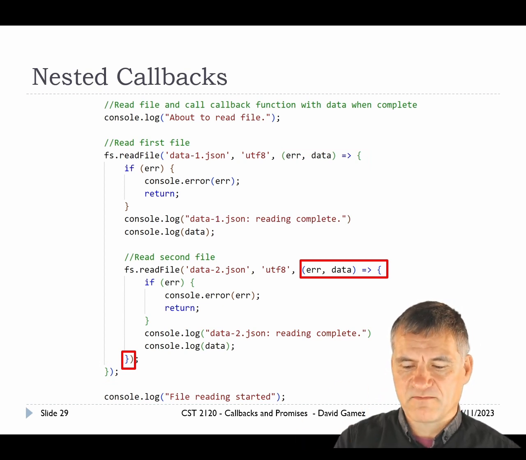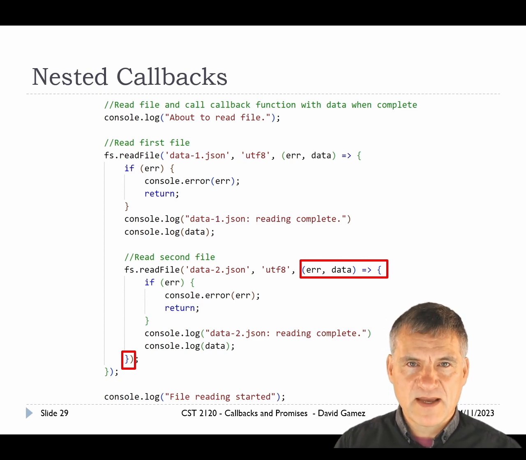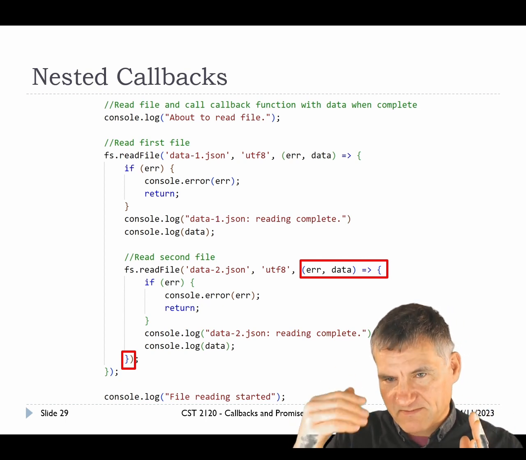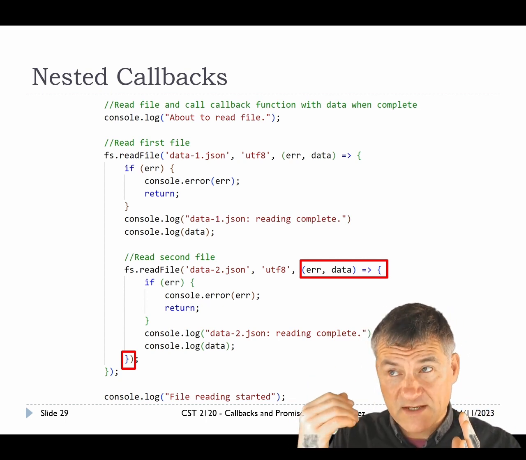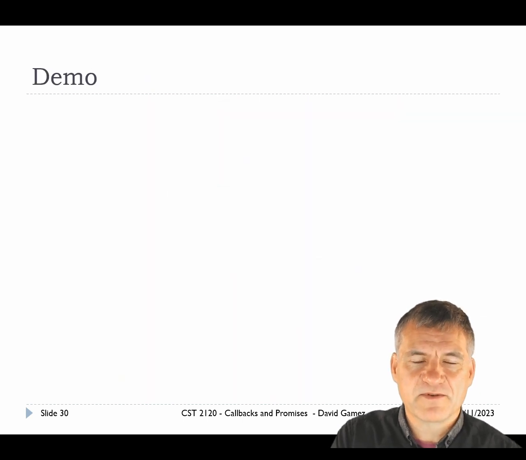And this is the sort of problem with the callback approach: it's really starting already to become quite messy. And you can imagine if I have multiple operations that I need to do in sequence, this is going to create significant complexity and difficulty to understand.